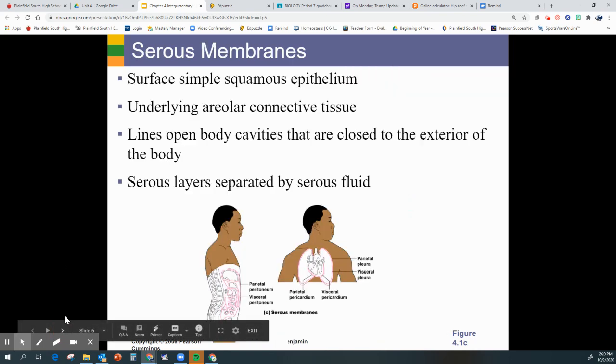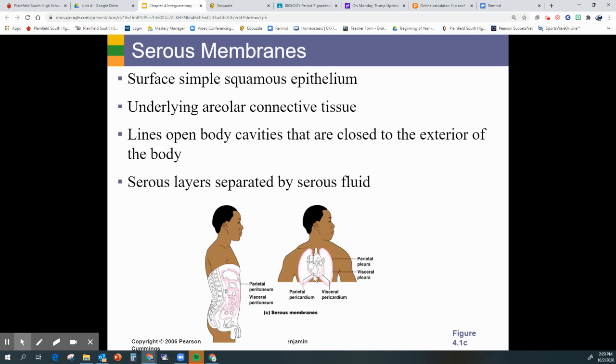Okay. The third membrane that we have are what are called serous membranes. They consist of pretty much just simple squamous tissue. It has a little bit of some underlying areolar tissue, right? That spiderwebby looking connective tissue that we talked about during last unit. This is the one that lines those cavities that are open, but they remain closed to the exterior.